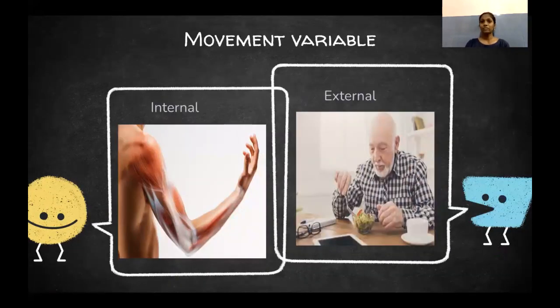Moving to the movement variable, it can be internal or external. For example, in internal, we are focusing on the angle of joint movement, the angle of the elbow or the bicep muscle activity. In external, we are focusing on the speed to complete the task.